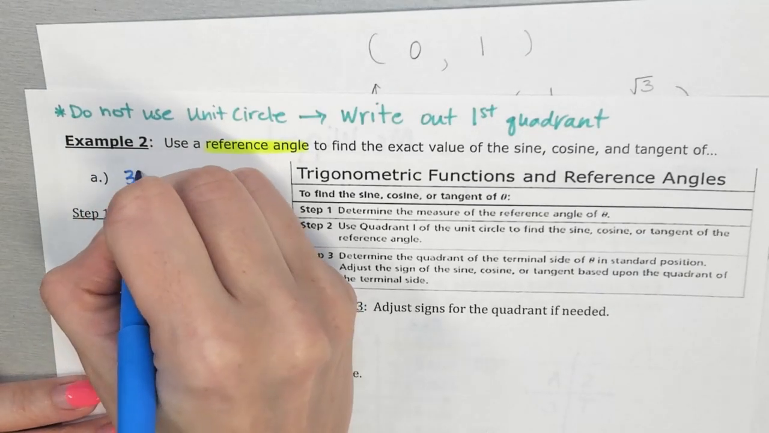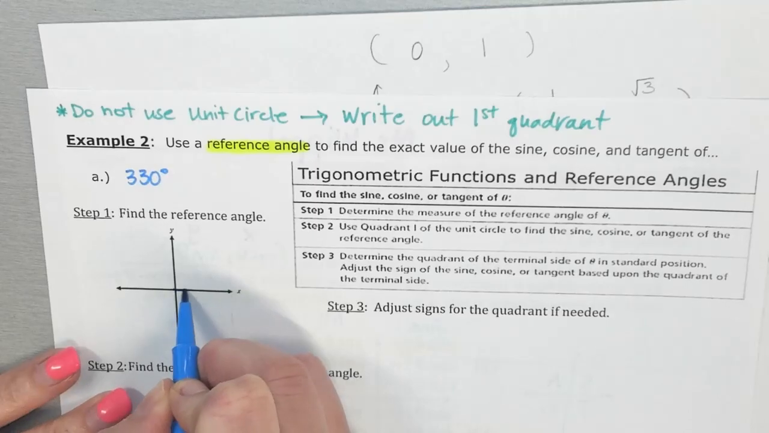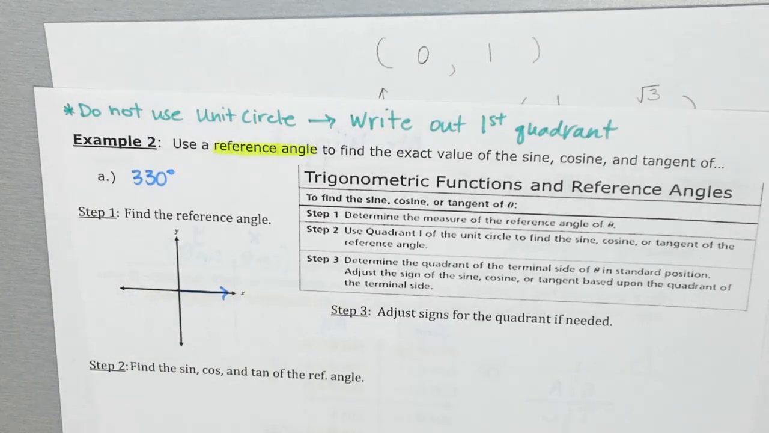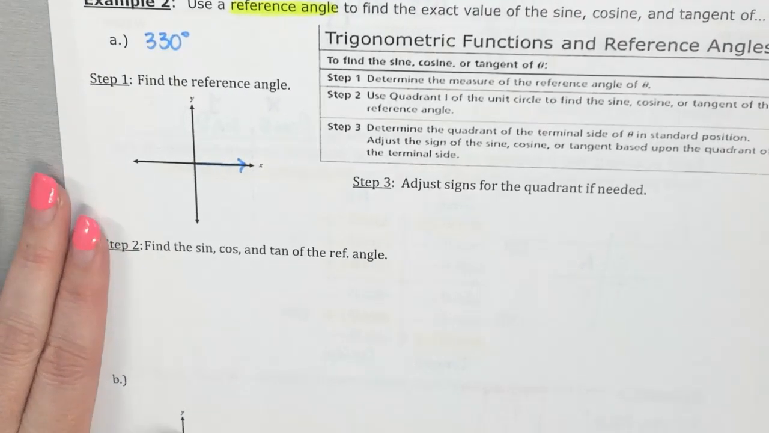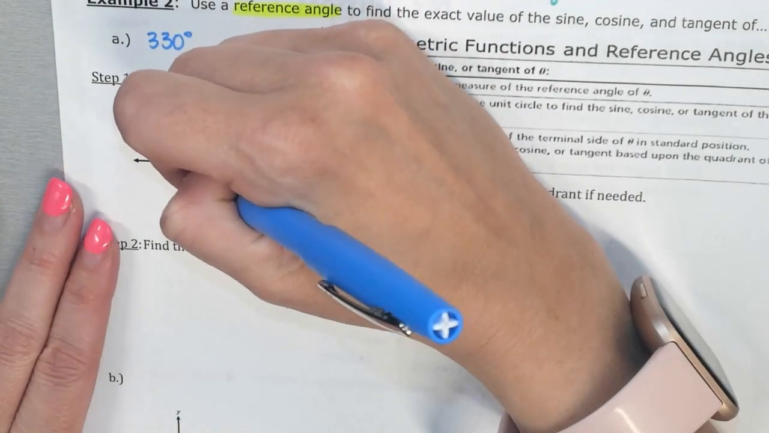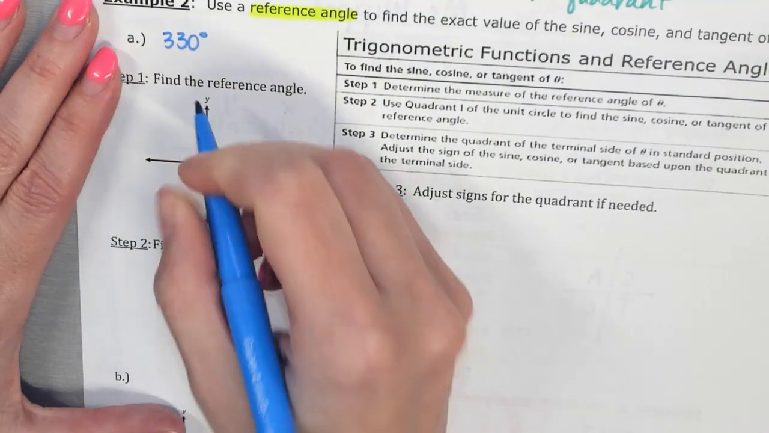Alright, so for A, we have 330 degrees. Okay, these 3 steps are also going to be the same way on your quiz when you take it eventually. So our first step is going to be to graph that angle and find the reference angle. So if you have 330 degrees, we always start at the initial side. Okay, and 330 degrees is going to have the terminal side in what quadrant? Yep, it's going to end up in quadrant 4. Okay, so you do need to draw your angle for each one.